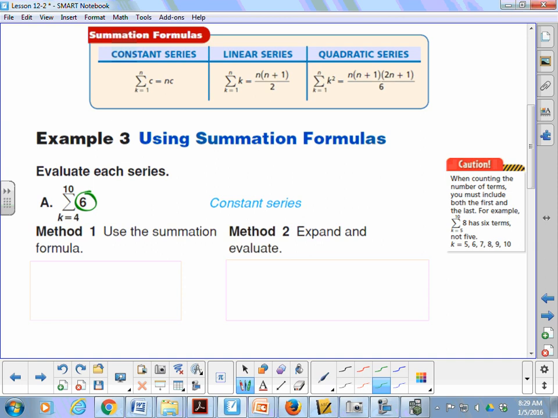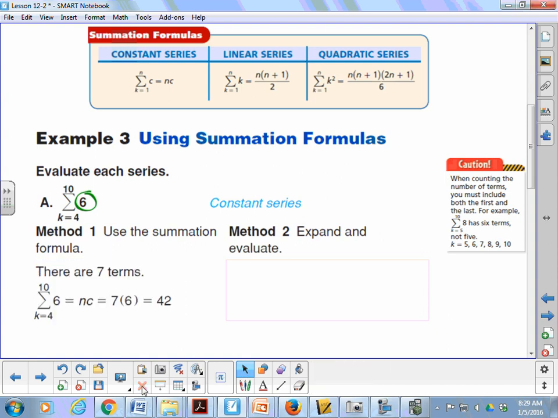Okay? Because that's what that means, right? The fourth term is 6. The fifth term is 6. The sixth term is 6. The seventh term is 6. So how many times am I going to add 6 together? And the answer is 7 times. So we'll take 7 times 6 and get 42.